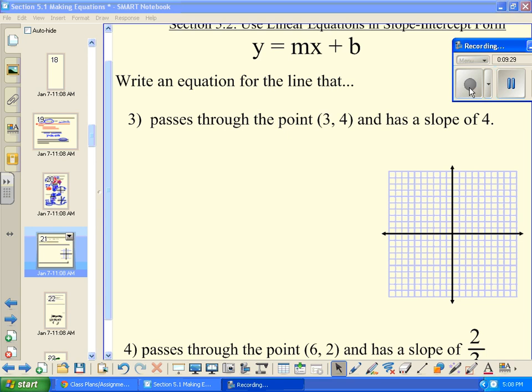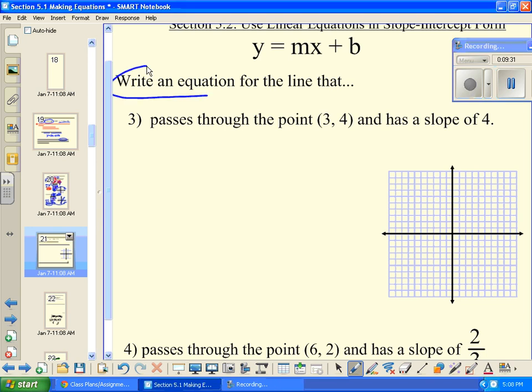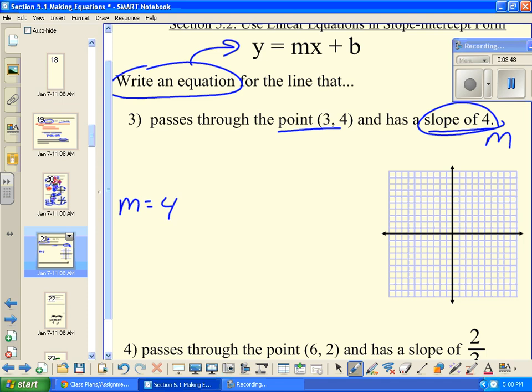So again, let's say this problem says write an equation. So I'm going to make some equation that looks like this. Write an equation, y equals mx plus b, for a line that passes through the point 3,4 and has a slope of 4. Okay. Well, again, they're telling me what m is right away. So if I'm going to pick out m and b, just like we usually do, I've got m already. But b, the y-intercept, I don't have. This 0.34 is not that.